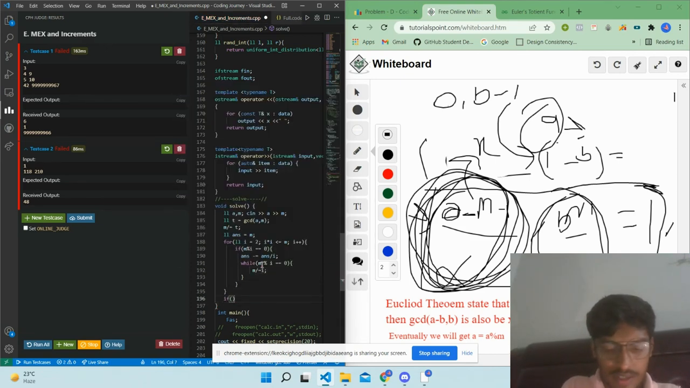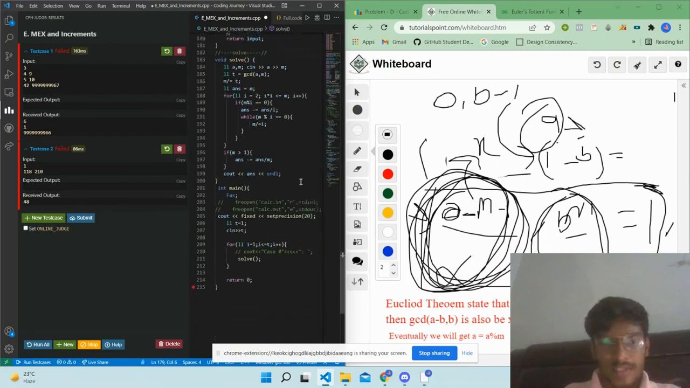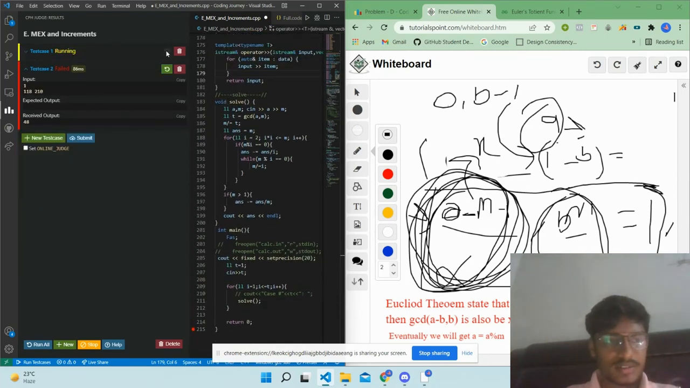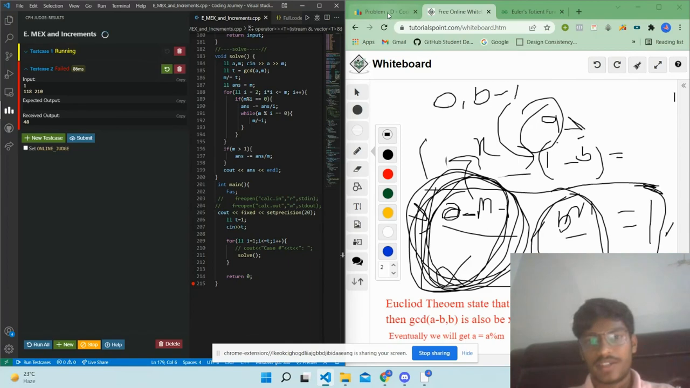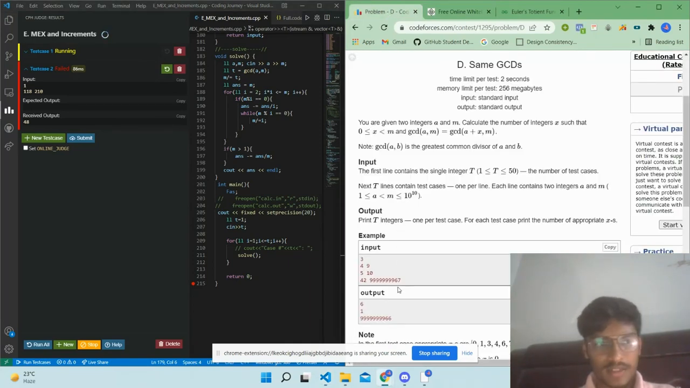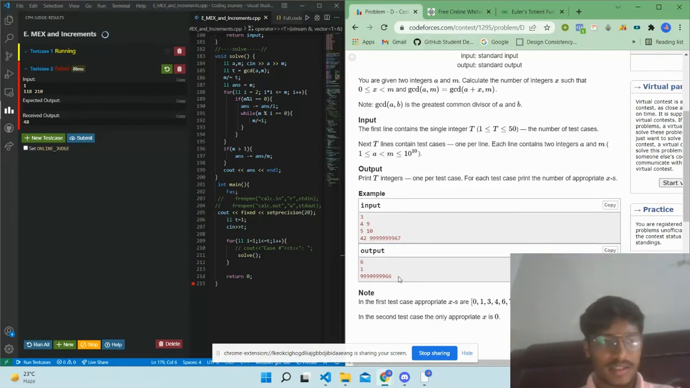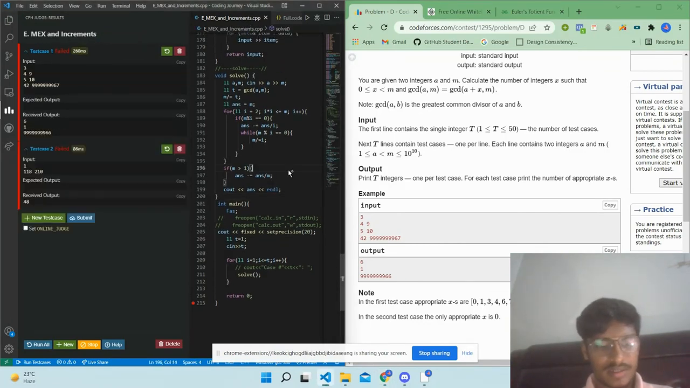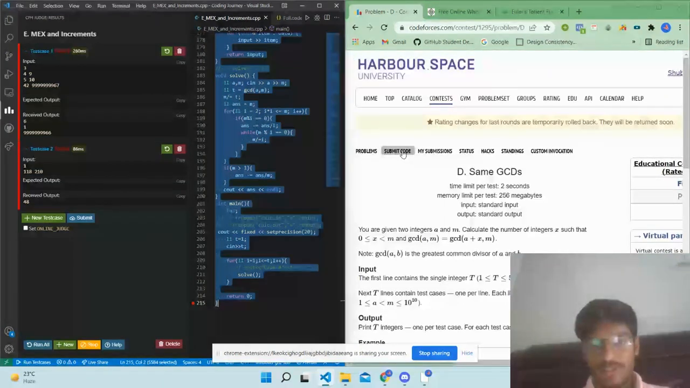In the end, if m is greater than 1, meaning we are left with some factor, then again we have to subtract, answer by m, and straight away print out our answer. I guess that's it with our code. Let's run it. Hopefully, it will give the correct output, which is 6199966. Yeah, it is giving us the correct output.